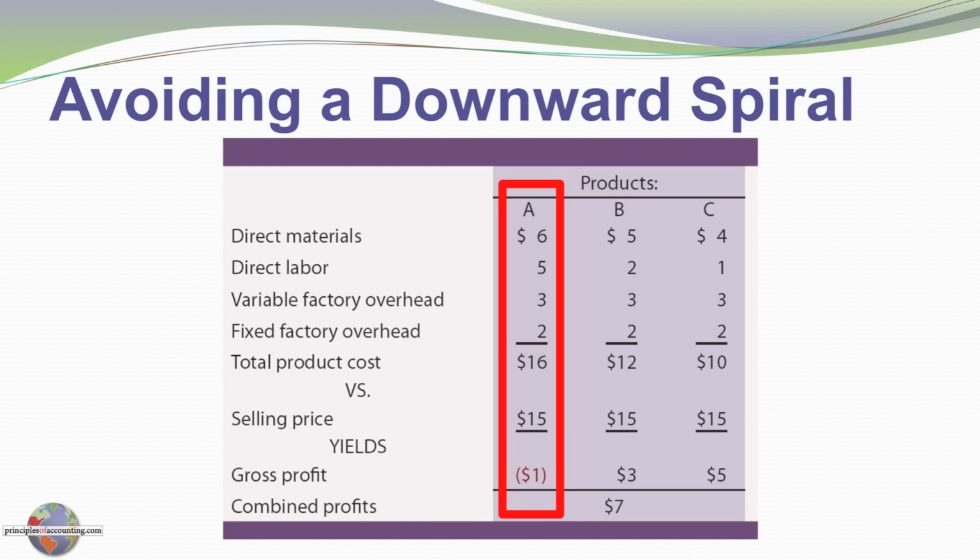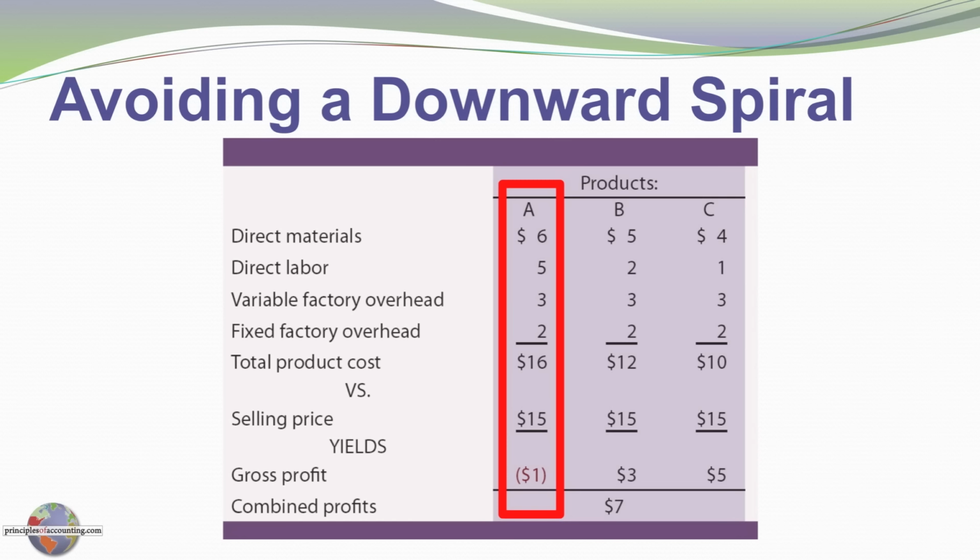So here we have product A, direct material, direct labor, variable factory overhead, and our allocated fixed overhead produces a product cost of $16 a unit compared to the selling price of $15 a unit. Shows that we appear to be having a negative gross profit on that particular product.